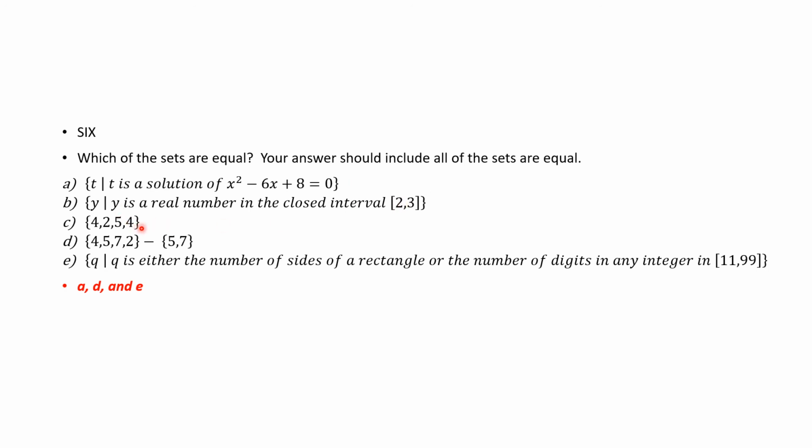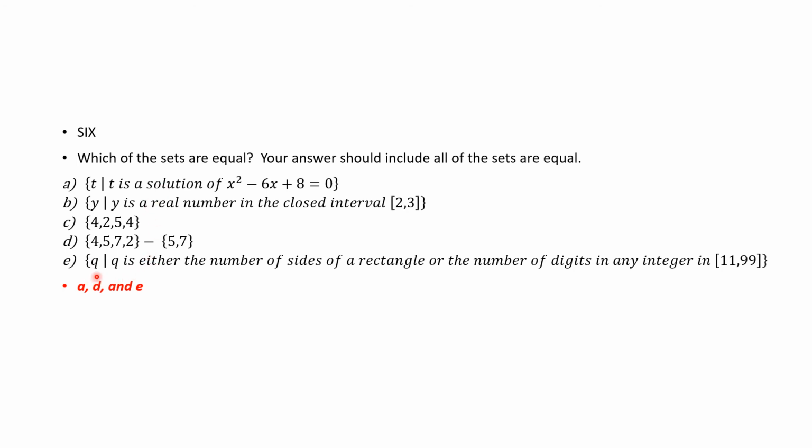We go down here. The 4 is repeated, but it doesn't matter if you repeat a number or not in a set. The set is 4, 2, and 5. That has 3 numbers in it. This has only 2, so that's not equal to here. D is 4, 5, 7, and 2, but you're taking the set difference between that and 5, 7, so this only has 4, 2 left. So that is equal to A.